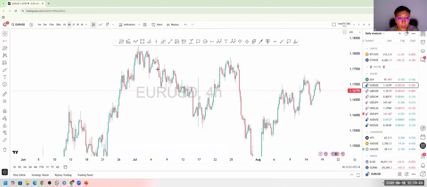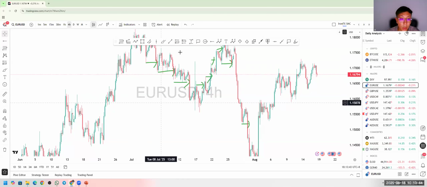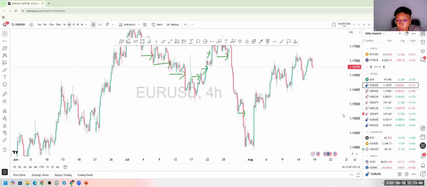Right here, break of structure, break of structure, break of structure. Then afterwards we have change of character, break of structure, break of structure, break of structure, change of character, break of structure. I think it's pretty straightforward. Just have to keep practicing.